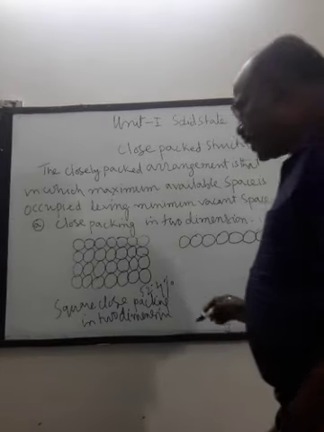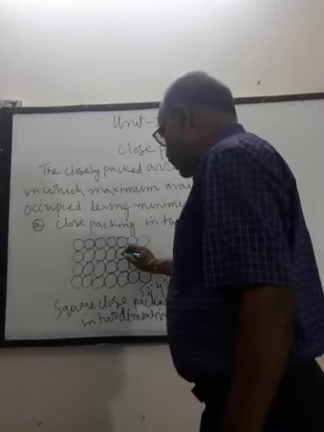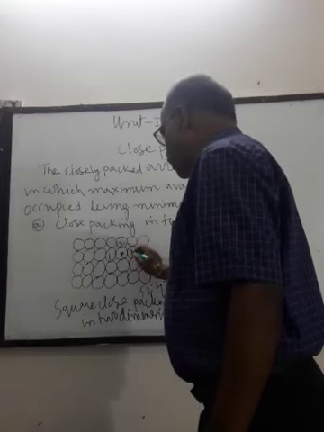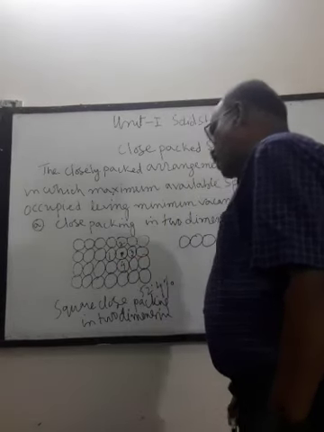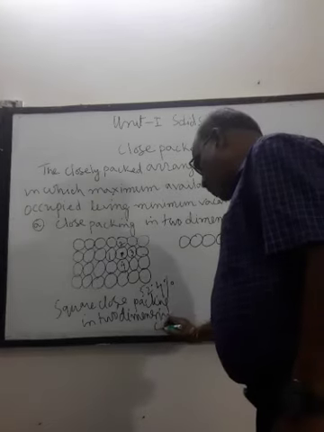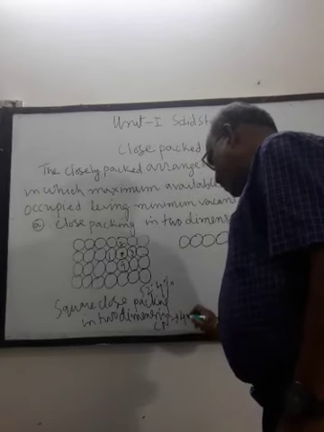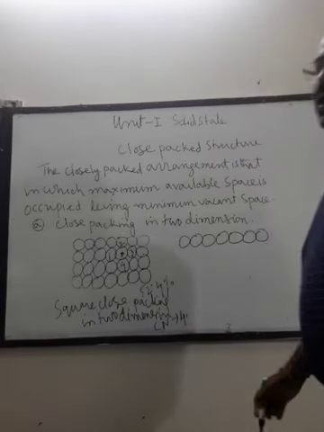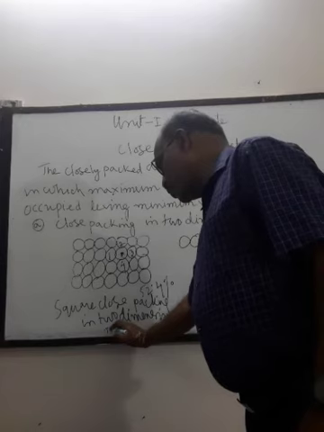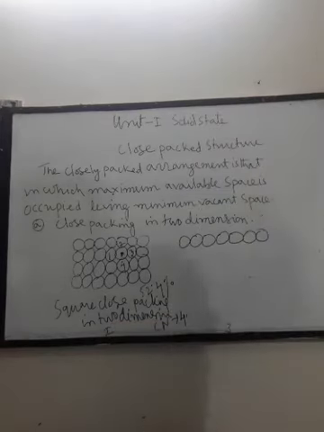Now in this case, if we concentrate on any sphere, say this one, it is in contact with 1, 2, 3, 4 other spheres. So here coordination number is 4, because each sphere is in contact with 4 other spheres. Now this is one type of two-dimensional close packing, which is called square close packing in two dimension.